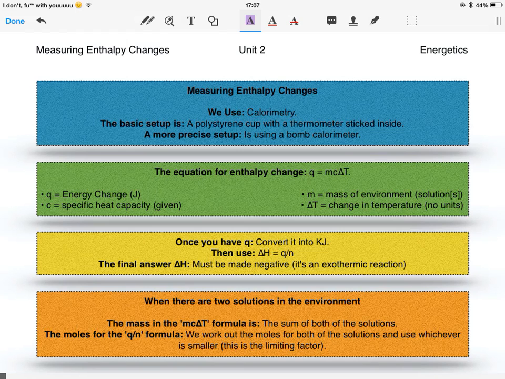This is the third video I've done on energetics, and this is for measuring enthalpy changes. To measure enthalpy changes, we use calorimetry. The basic setup for this is a polystyrene cup with a thermometer stuck inside. Obviously, in the polystyrene cup will be the solutions which are reacting. However, a more precise setup is using a bomb calorimeter, and that's because there's less energy lost to the environment.